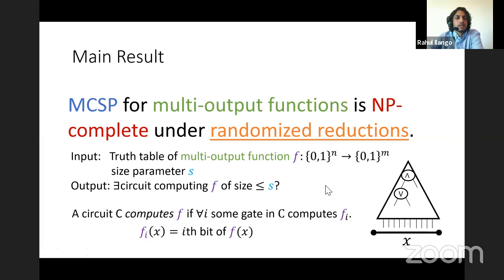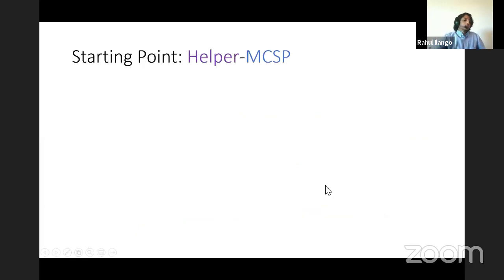Okay. So the starting point of our reduction was a hardness result that was proved earlier this year.